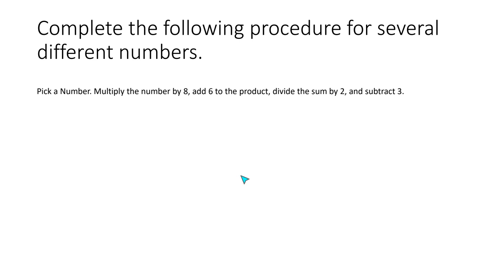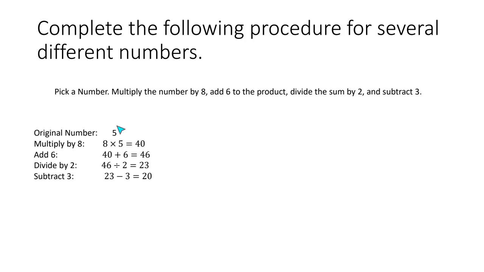So let's try this example. It says complete the following procedure for several different numbers. Pick a number, multiply the number by 8, add 6 to the product, and divide the sum by 2, and then subtract 3. So I'm going to pick a number.